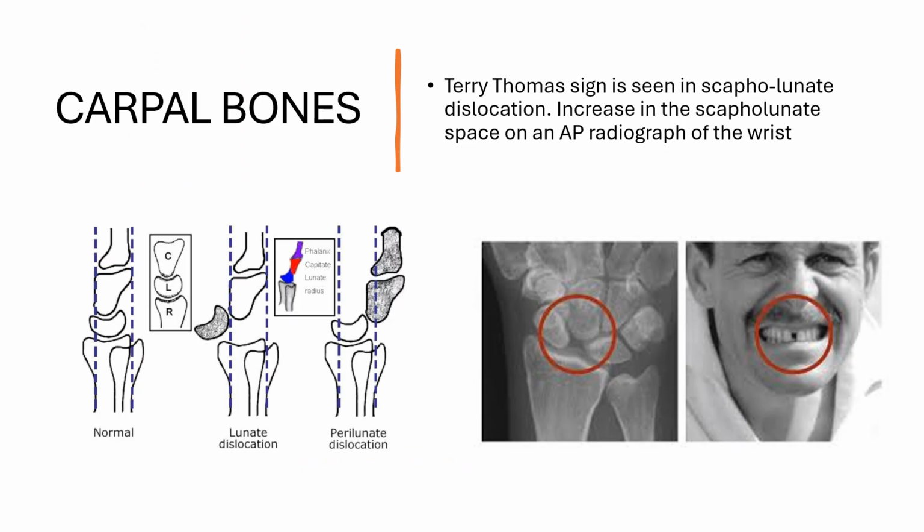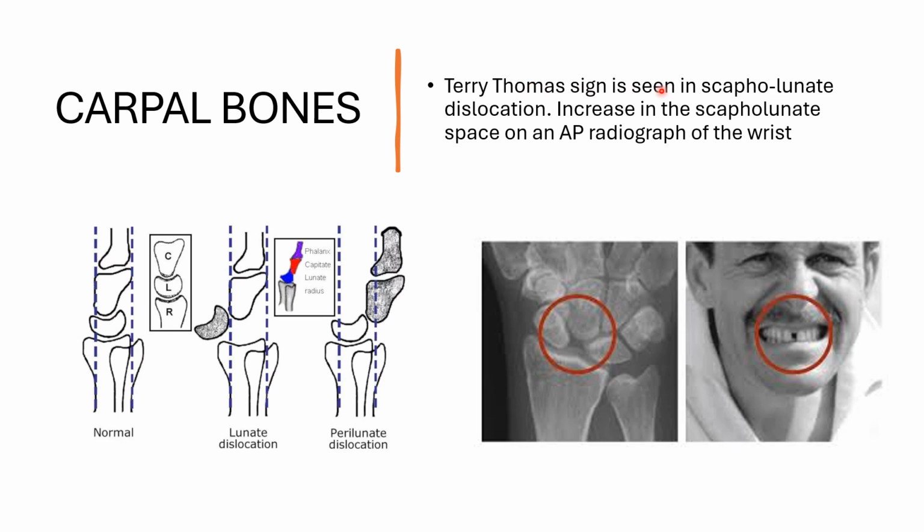The normal alignment for the wrist is capitate, lunate, and radius. All these three align in the same line. If the lunate slips anteriorly or posteriorly, we can say it is lunate dislocation. And if the lunate and radius is in the same line and the capitate or the phalanges, any of the above, slips out, it is called perilunate dislocation.